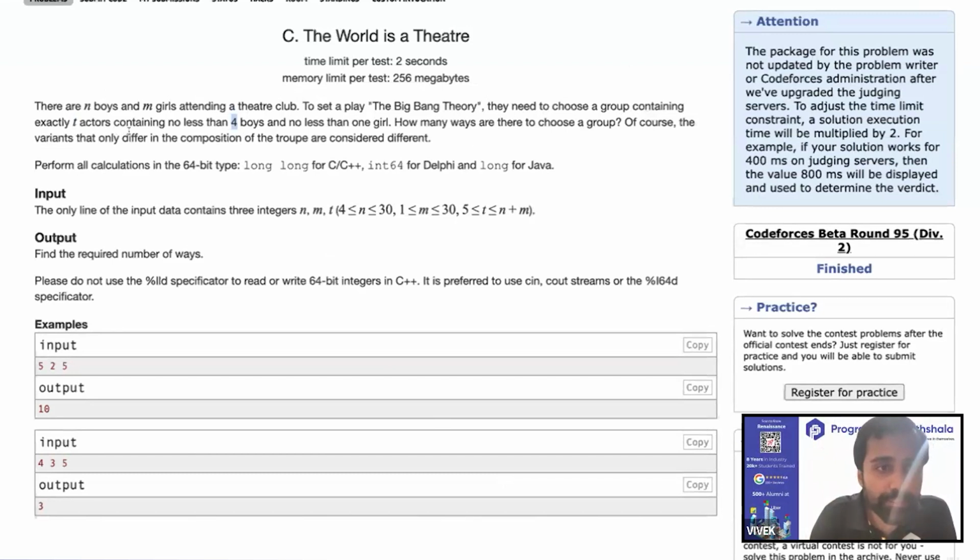Of course, the variants that only differ in the composition of the troop are considered different. So basically, this line is saying that you cannot consider permutations of the same combo. And the values of n, m, and t are given to you over here. There is one important thing: the value of t is always greater than or equal to 5. Why? Because you need to have at least 4 boys and 1 girl, so your team will be of at least size 5. So this is given to you.